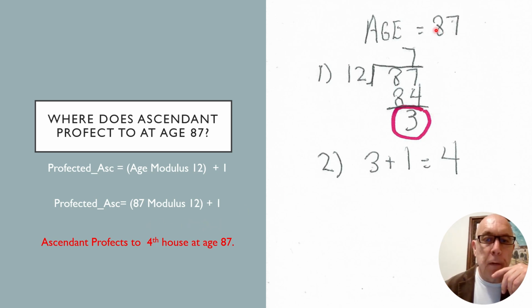Okay, so let's look at it over here. Age 87, 87 divided by 12. 12 goes into 87, 7 times, 84, and then we have a remainder of 3. Again, we don't care about this 7, we just grab that 3, and we add 1 to it: 4. So the ascendant perfection at age 87 is the 4th house.